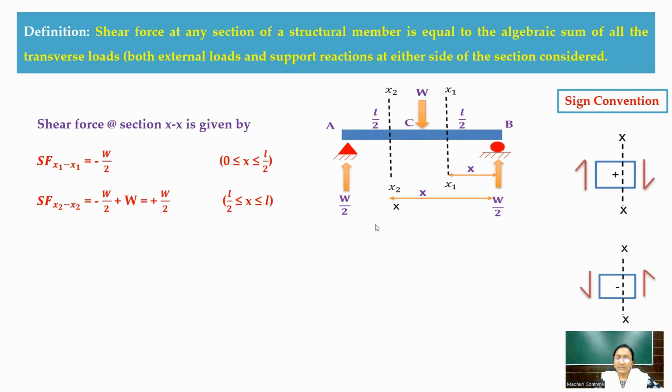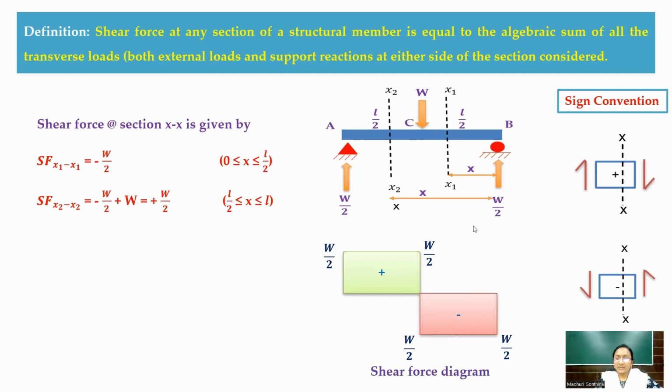So now if you consider the BC segment, you are getting minus W by 2, and in the CA segment, you are getting plus W by 2. If you see the shear force diagram, at B minus W by 2, at C minus W by 2, so this is negative. And from C to A, you're having a positive value of plus W by 2. So this is the final resultant shear force diagram for this simply supported beam.